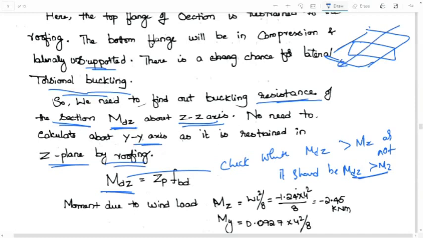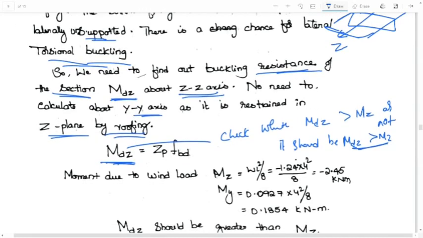This is the z plane. In the z plane the roofing is there. Z axis is parallel to the roof. Okay, z plane is parallel to the roof, so it is restrained. So you only need to calculate Mdz. Mdy is not necessary. So Mdz is equal to Zp fbd.